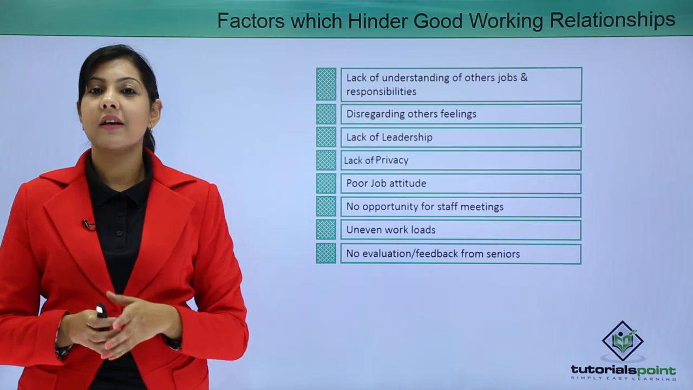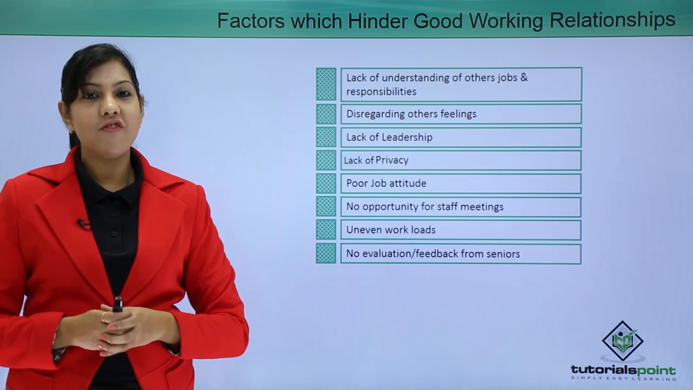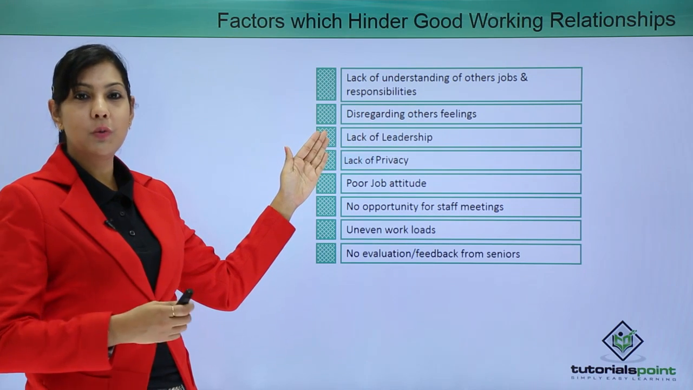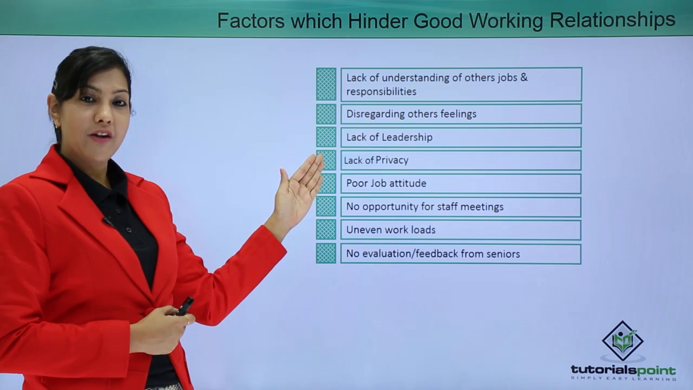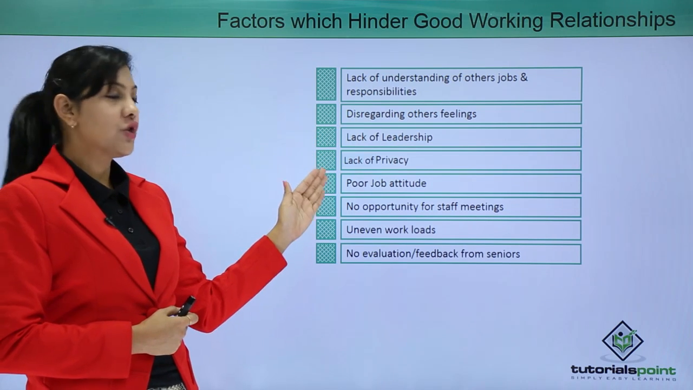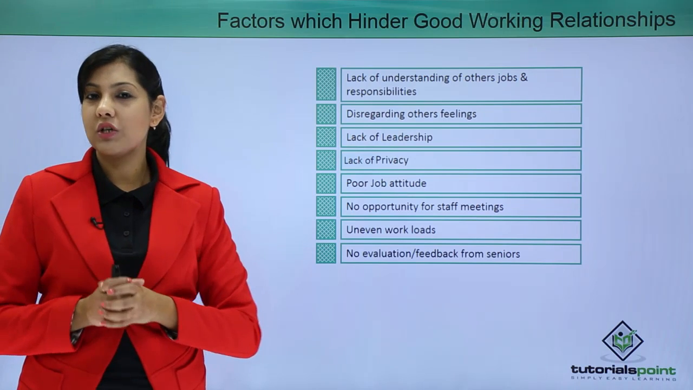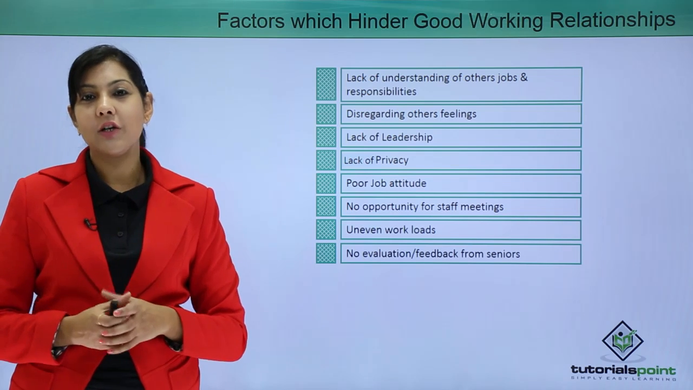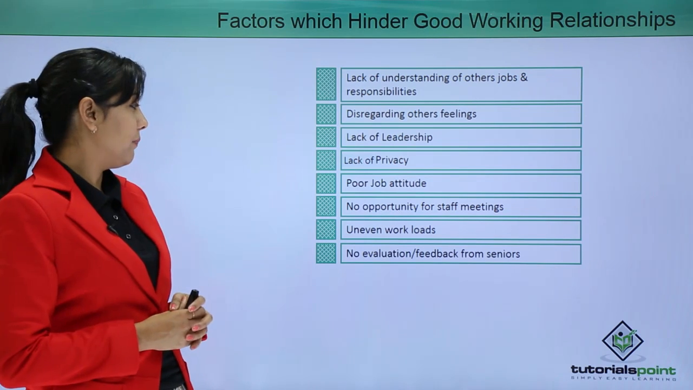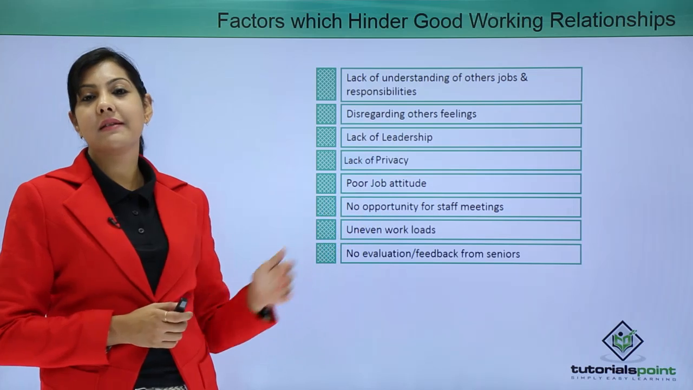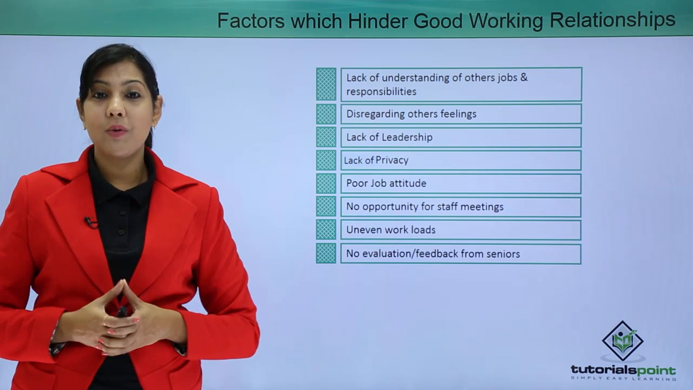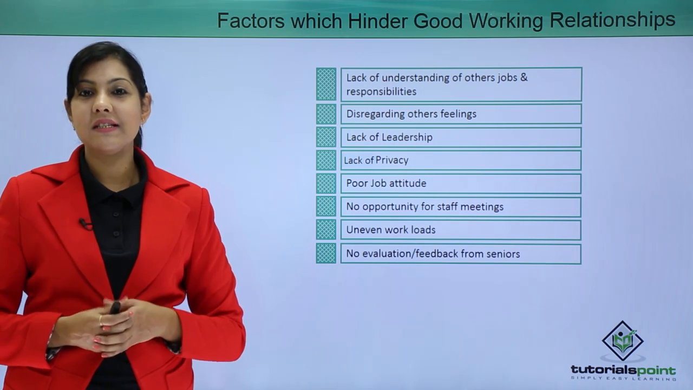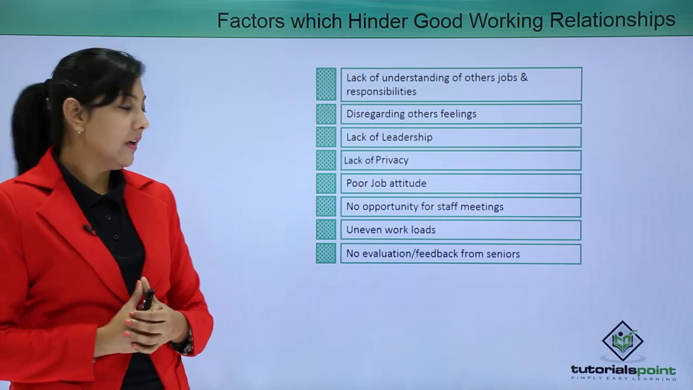Disregarding others' feelings. Everybody's feelings are important to them, and you should never ever disregard the feelings. Lack of leadership. If there's no leadership, the group or the team will never stay. Lack of privacy, which we have also understood. Poor job attitude. If somebody has a poor attitude towards his or her job, that can also be really bad or an obstacle for a good working relationship. No opportunities for staff meetings. Well, it's important to meet frequently and discuss certain things which are on people's minds. If you do not have staff meetings, people will not really open up about what they feel.